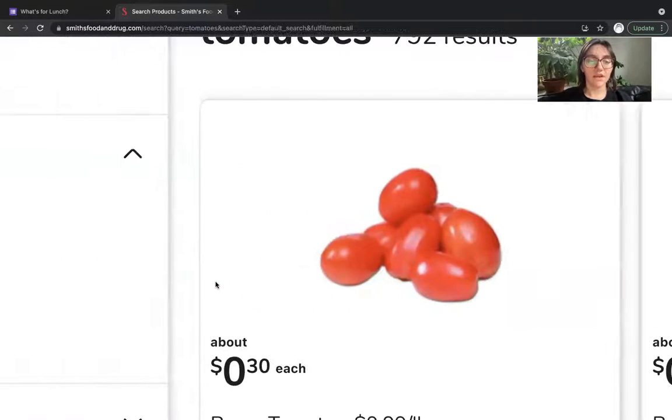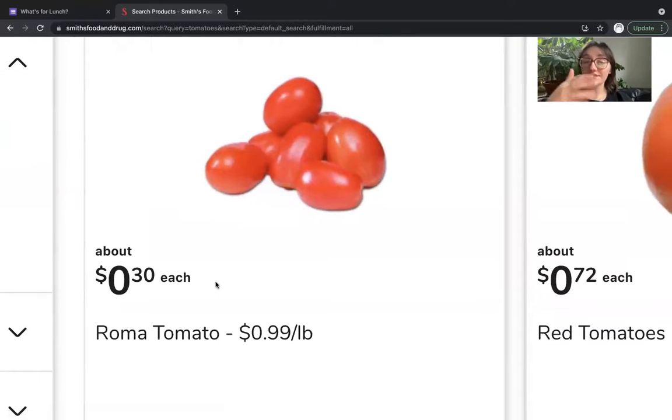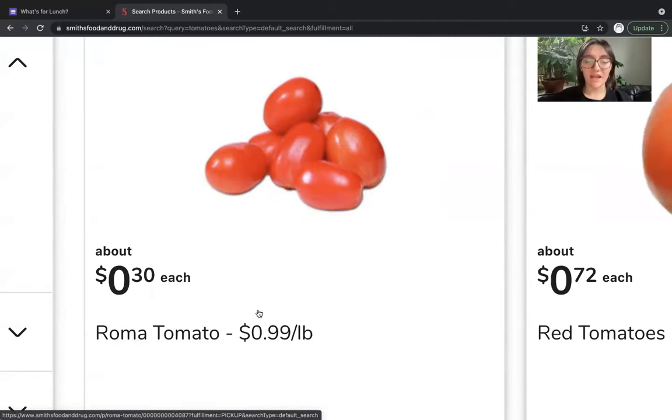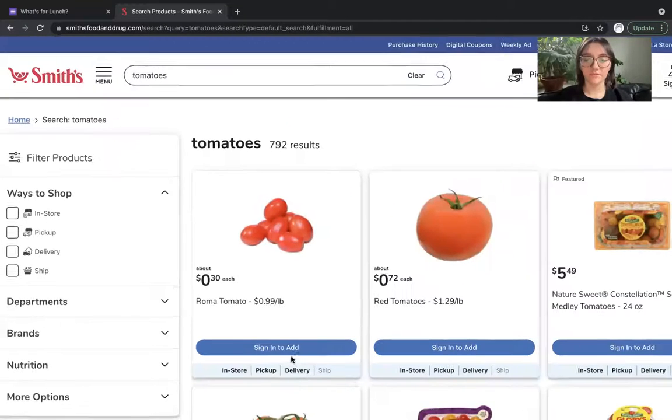So next we can look at the Roma tomatoes. This is the one where it's all spread out in the store, right? And you can decide, well, do I want 2 pounds? Do I want 4 pounds of tomatoes? What am I making? So how much are the Roma tomatoes? This is saying about 30 cents each, but the actual price is right here, 99 cents a pound, 99 cents for 1 pound. So that means when you weigh it on the scale, it's based on the pound, right?